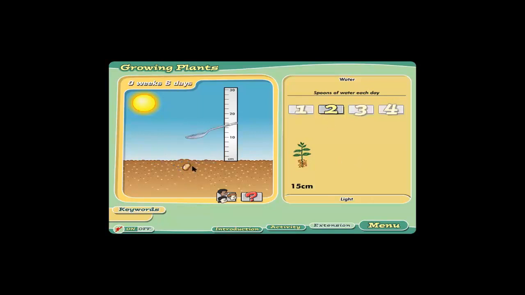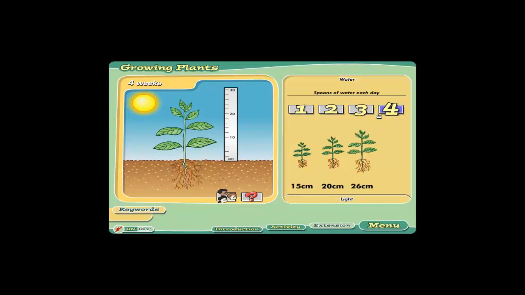The seed is germinating and growing. We are going to measure how tall it is, or its length, or its height. Using the ruler, 20 centimeters. Let's give it 3 spoons of water. The seed is germinating and gives us a young plant, and the young plant is growing to an adult one. 26 centimeters. Let's see if we give it 4 spoons of water every day for 4 weeks.